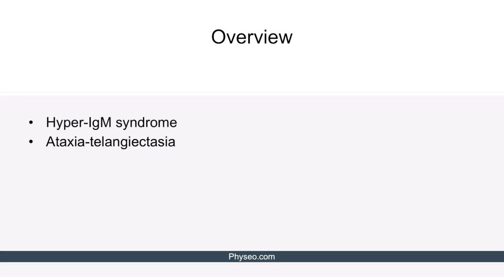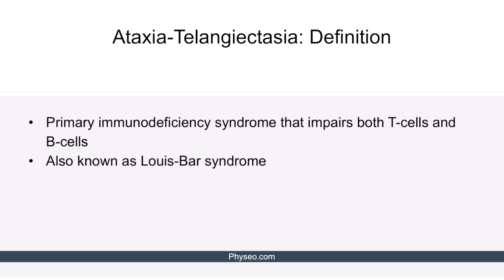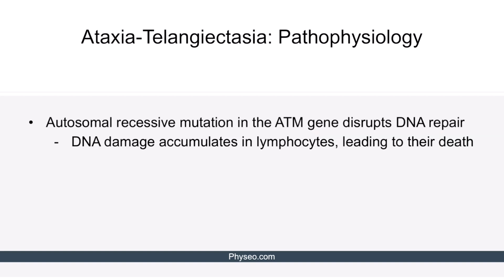Let's move on to discuss the last topic in this lecture, Ataxia-Telangiectasia. Ataxia-Telangiectasia is a primary immunodeficiency syndrome that impairs both B and T cells. It is also known as Louis-Bar syndrome. The pathophysiology of this disorder stems from an autosomal recessive mutation in the ATM gene that disrupts the normal DNA repair process. As a result, DNA damage accumulates in lymphocytes, eventually leading to their death.